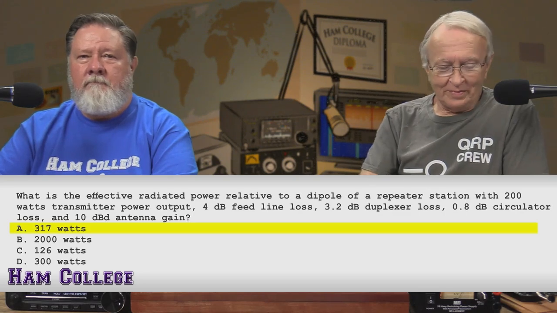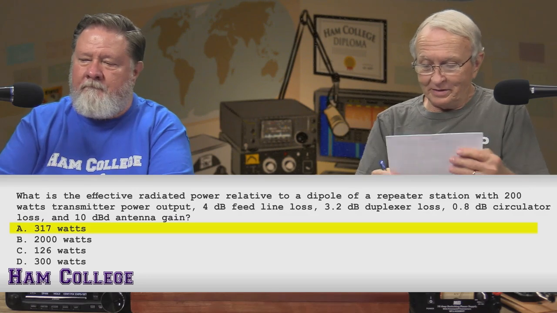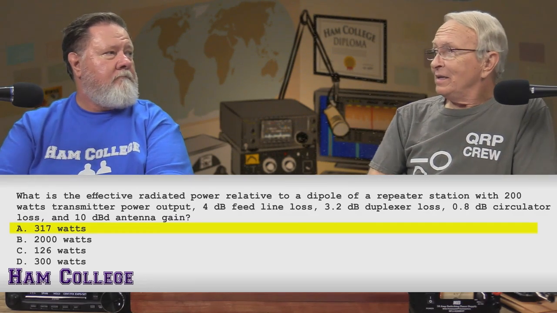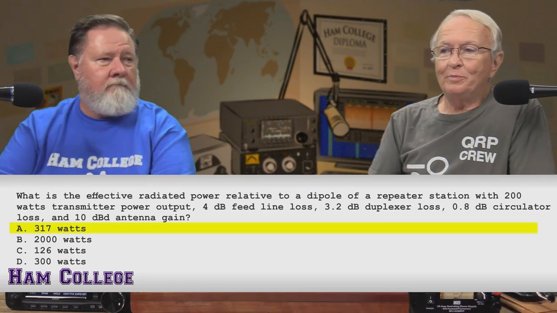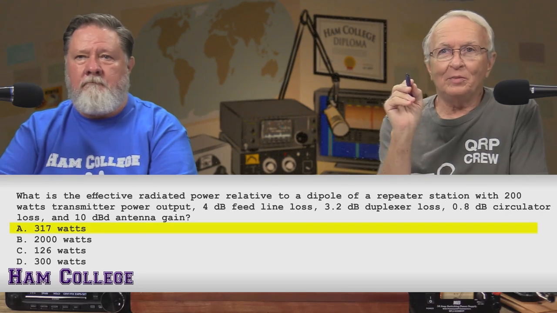And it is. Let me check, because I actually have it written down here. 2 dB of gain is 1.58 power ratio, so we'd multiply 1.58 times 200.